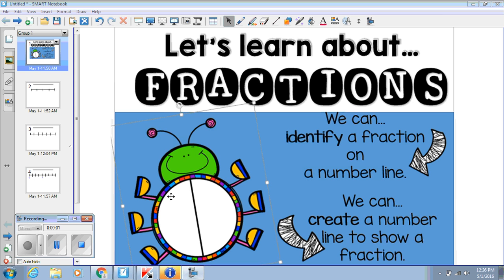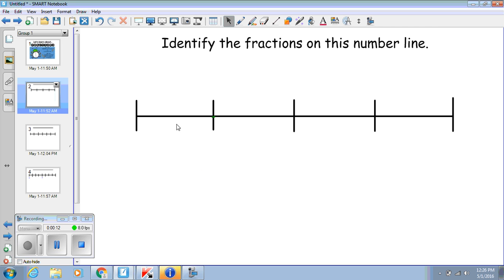Today we're going to spend some time learning about fractions. We're going to be identifying the fraction on a number line, and we're going to create a number line to show a fraction. Let's take a look at our first job.